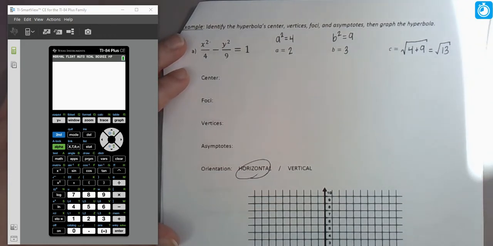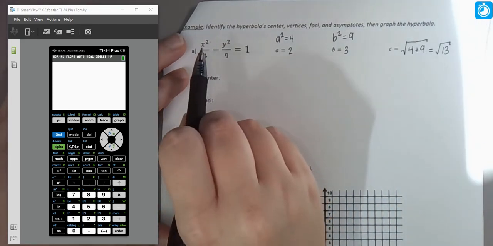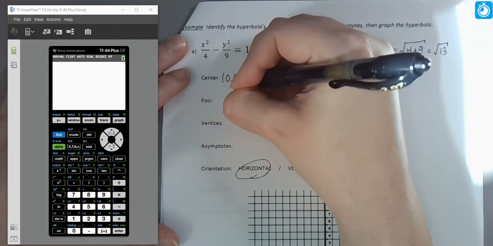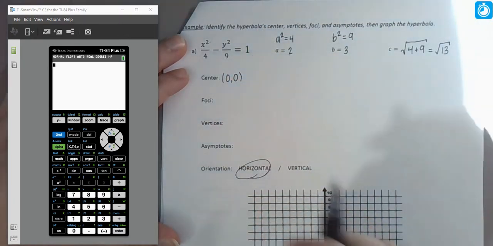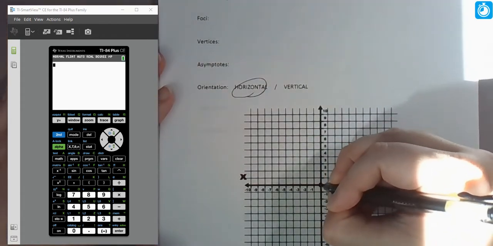Sometimes the value for C ends up being irrational, even though the values for A and B are pretty easy to graph. Okay, so the center for our graph, where we start the graph, is going to be the origin just based on the form for our equation. Now, because we're talking about a horizontal ellipse, let me go ahead and put the center on here.